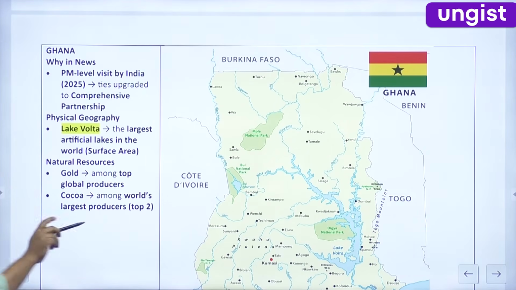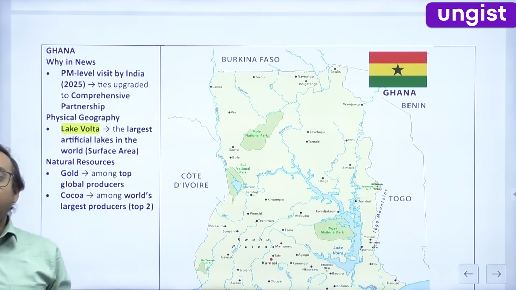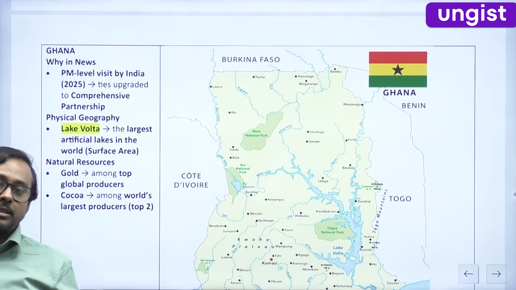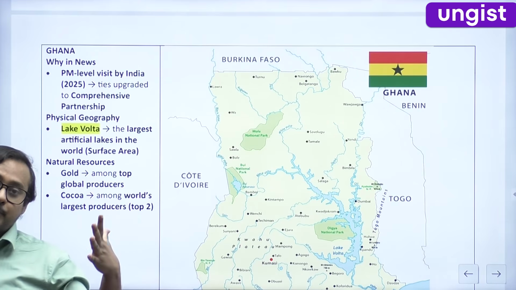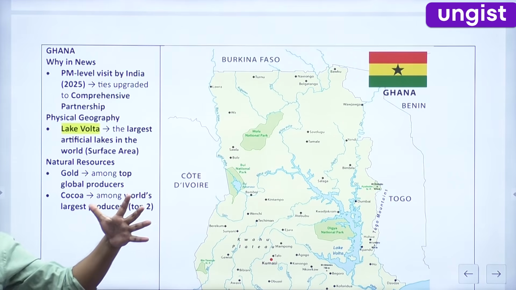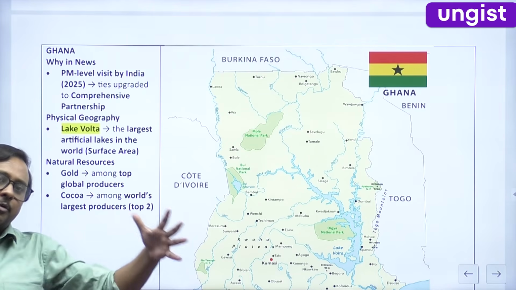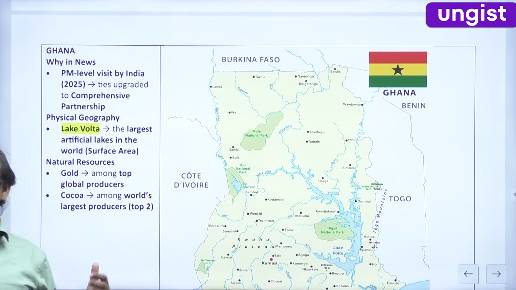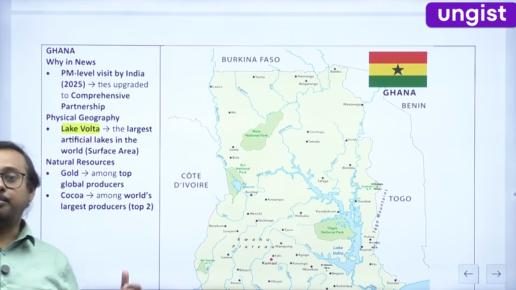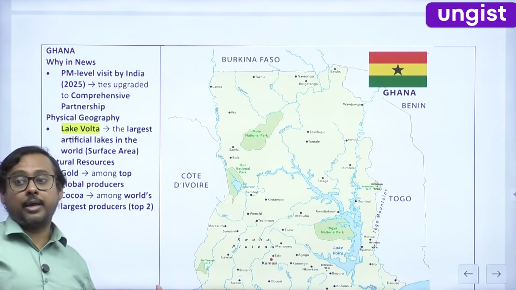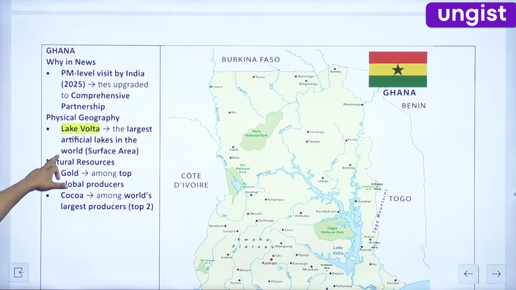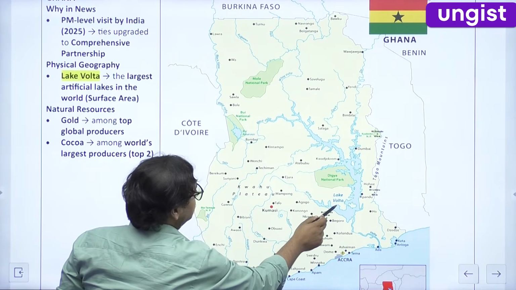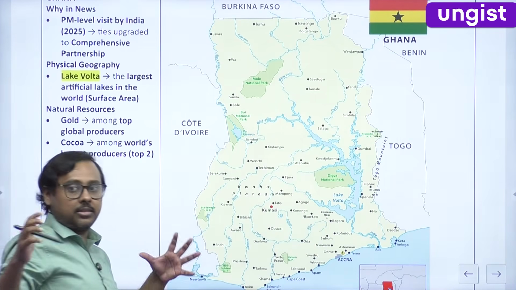Now Lake Volta. Do you remember an artificial lake we studied, which by volume is the largest? A dam which forms a lake. What is the name of it? Yes, Kariba. Excellent. By volume, it's the largest artificial lake. But by surface area, which is it? Lake Volta. This is your Lake Volta. Just imagine the size of it.